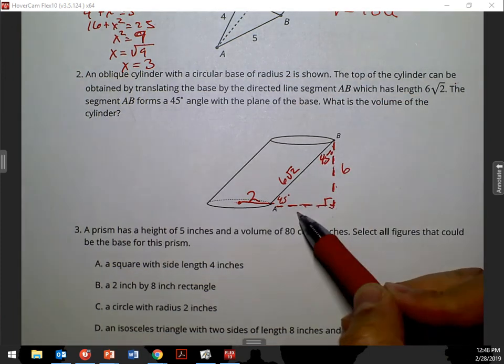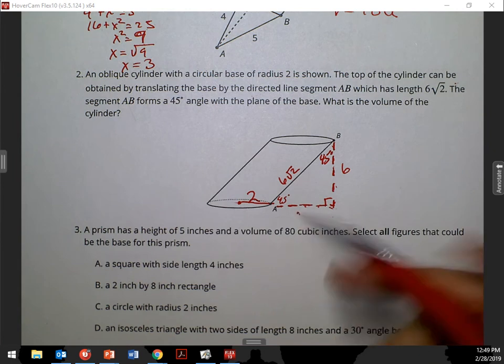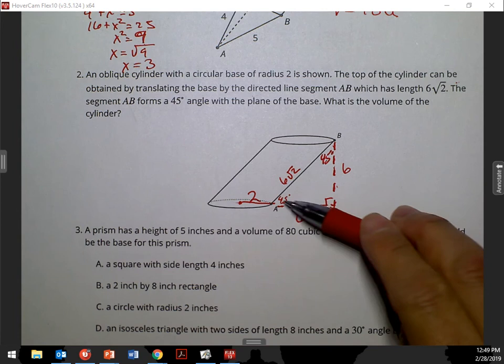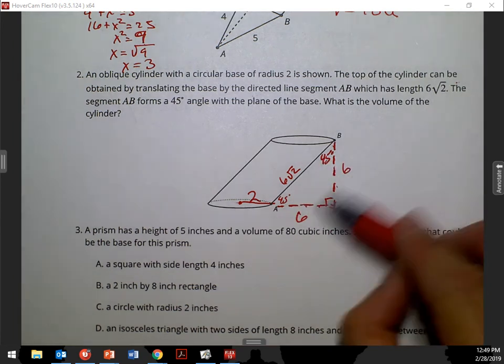And what's this side down here? 6. Because it is a 45, 45, 90. Remember the sides are going to be the same.